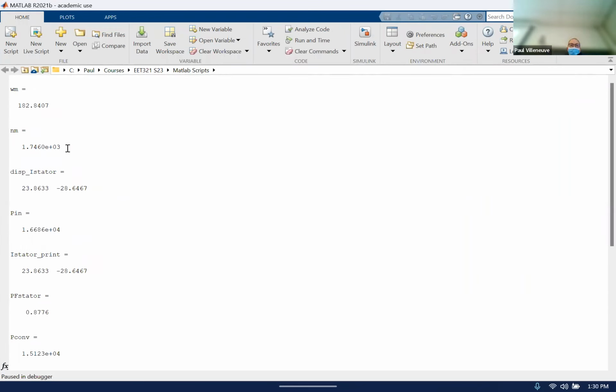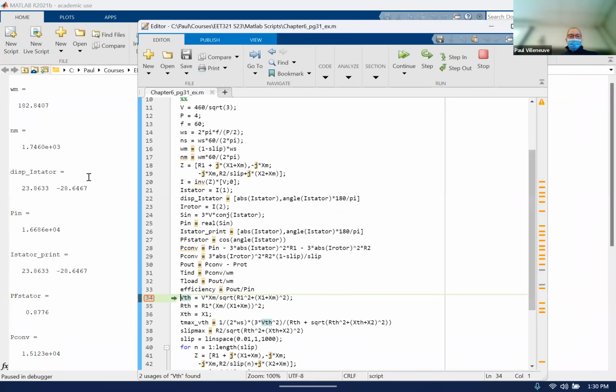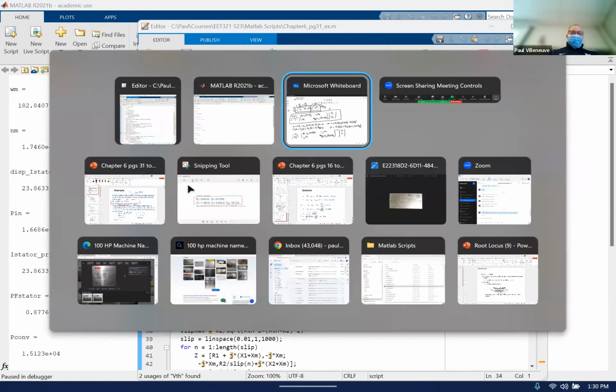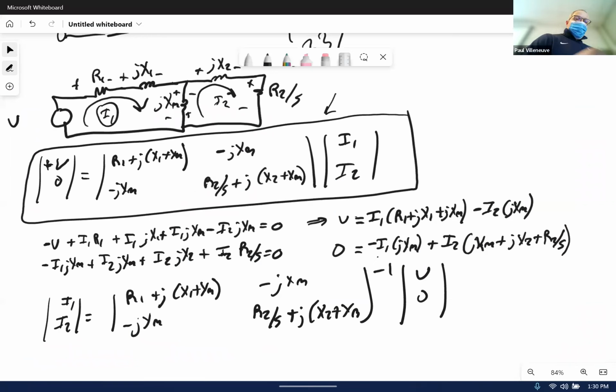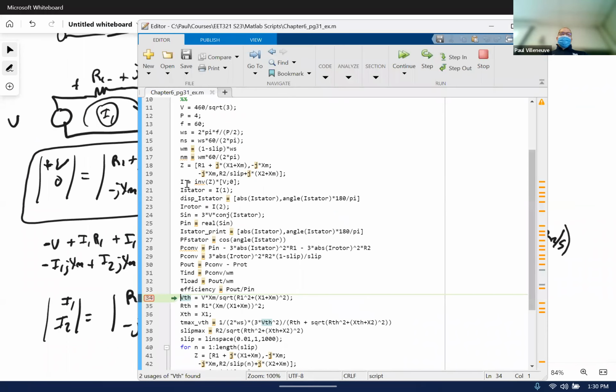Speed 1746 RPM. My stator current is 22.86 at an angle of minus 28.65. Where did I get I1 from? Here, I pulled I1 out of that matrix. My stator current is the current flow. Here, this is I1. That's my stator current. Isn't that the current going into the stator? So that's that current that I pulled out right there. See, it says I stator equals I of 1. And then I just make a nice display, so I show magnitude and angle.